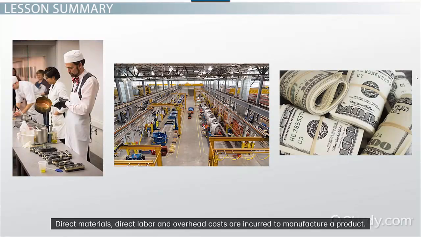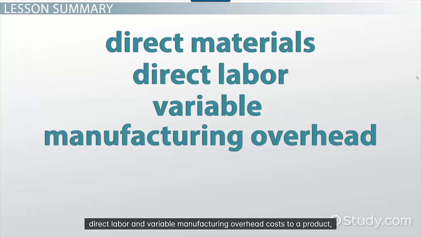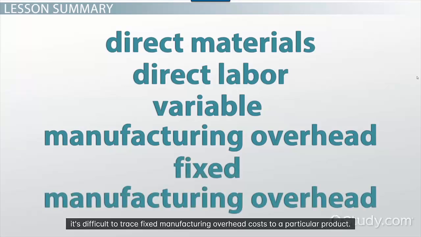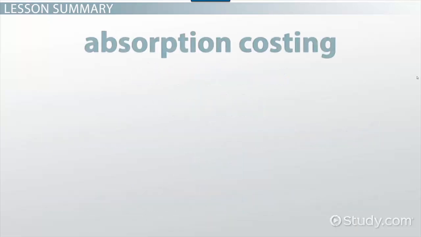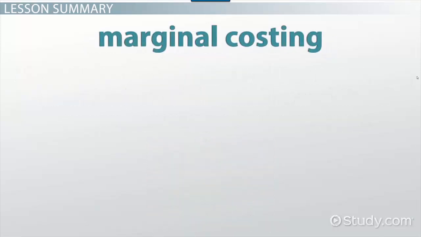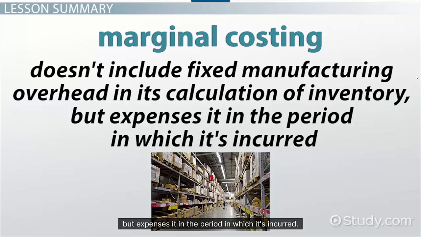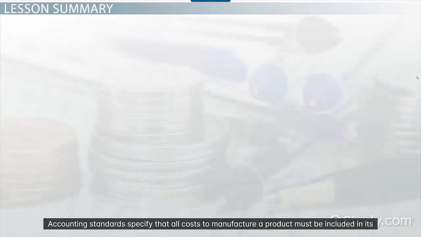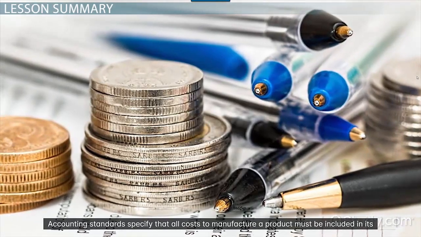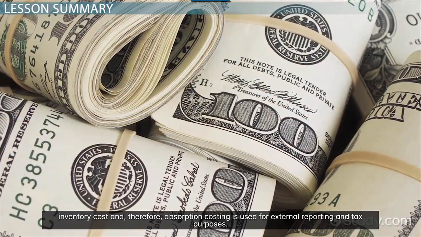Direct materials, direct labor, and overhead costs are incurred to manufacture a product. While it is straightforward to trace direct materials, direct labor, and variable manufacturing overhead costs to a product, it's difficult to trace fixed manufacturing overhead costs to a particular product. In absorption costing, inventory cost includes direct materials, direct labor, and variable and fixed manufacturing overhead costs. Marginal costing doesn't include fixed manufacturing overhead in its calculation of inventory, but expenses it in the period in which it's incurred. Accounting standards specify that all costs to manufacture a product must be included in its inventory cost and therefore absorption costing is used for external reporting and tax purposes.